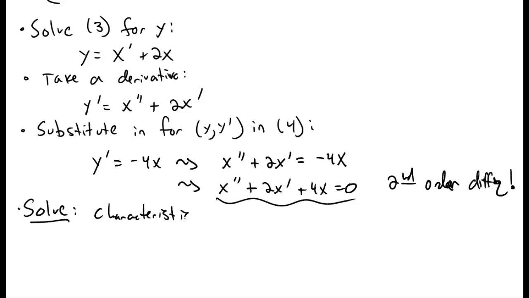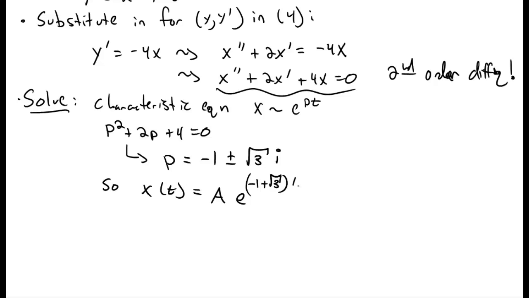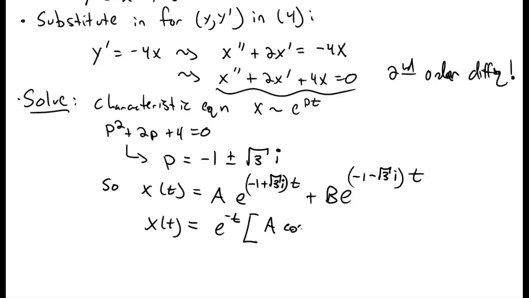So let's do that. With the characteristic equation, we say x goes as e to the pt. So p squared plus 2p plus 4 must be equal to 0. So p values are negative 1 plus or minus the square root of 3i. So our solution for x looks like this complicated expression with our complex values up in the exponential. Or of course we know we can write this in a real way as e to the minus t times a cosine of square root of 3t, plus b sine of square root of 3t.